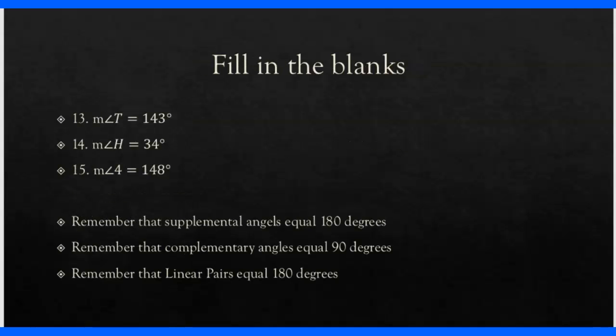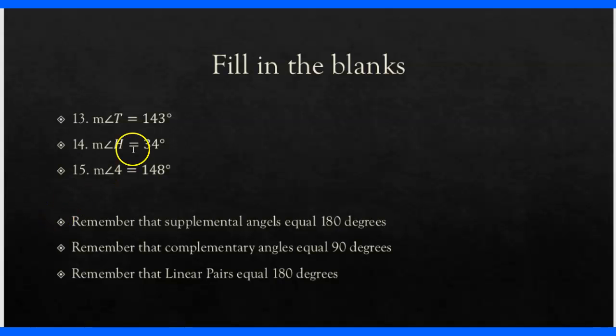Filling in the blanks was to put some angle measurements, and you had directions on each equation. Number 13 said angle B is a supplement of angle T. The measure of angle B was 37. Since it was supplementary, you were subtracting from 180.